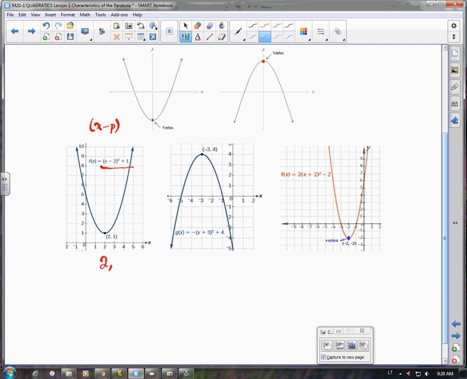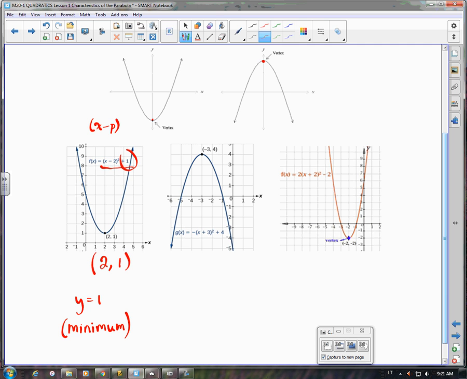And then the q value, whatever numbers afterwards, added or subtracted, tells us where the y value of the vertex is, which tells us where that highest or lowest point is. So for this graph, we see that the vertex is at 2 and 1. That tells us that when y is equal to 1, we have what's called a minimum value. In other words, it's the lowest point on this entire parabola, and it happens when x is equal to 2.